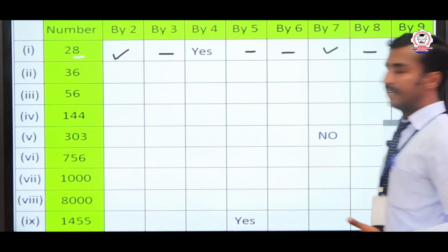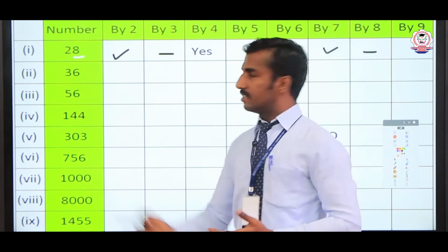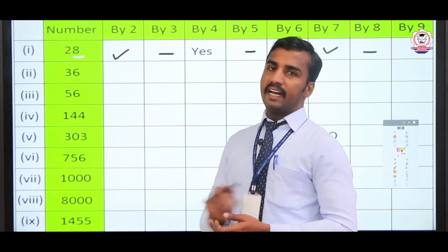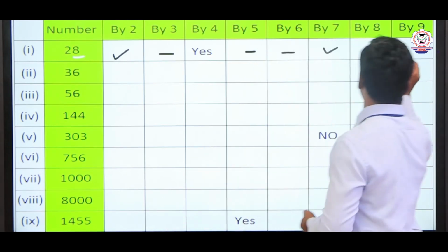Next, divisible by 9. Sum of the digits: 2 plus 8 equals 10. 10 is not divisible by 9, so this number is not divisible by 9.